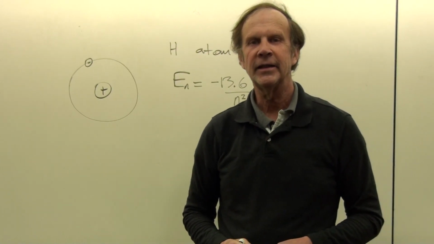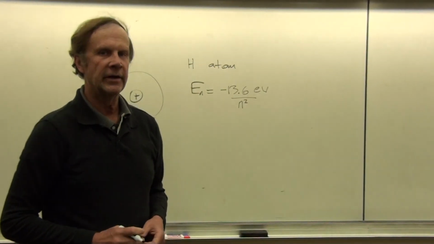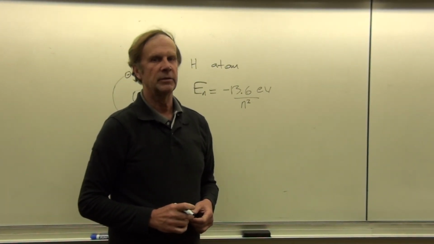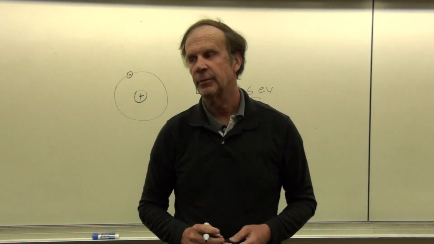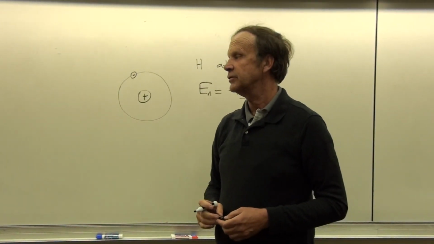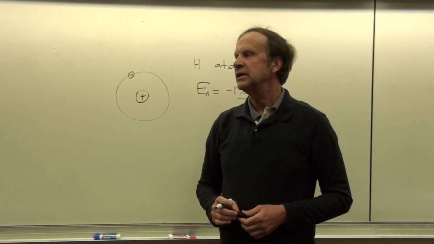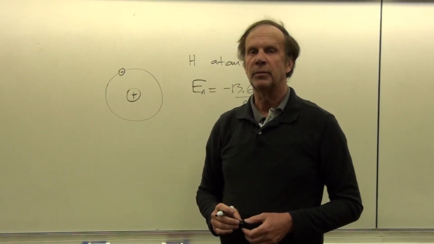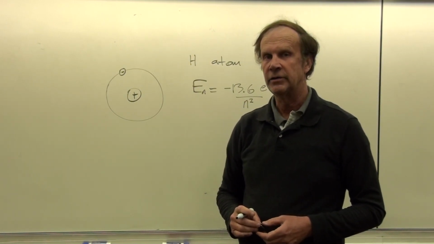All right, now I'd like to look at how this solution for the Schrödinger equation that works for the hydrogen atom could be extrapolated to the rest of the elements on the periodic table. And this is also an explanation for why we don't get the right answer using the Bohr model when we look at larger atoms than hydrogen.